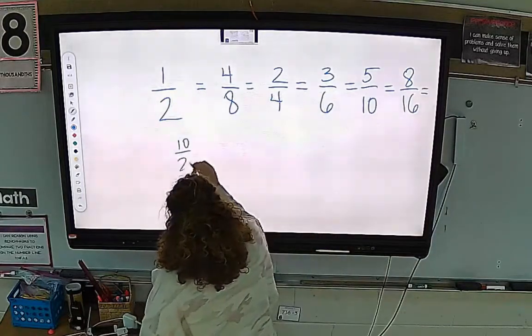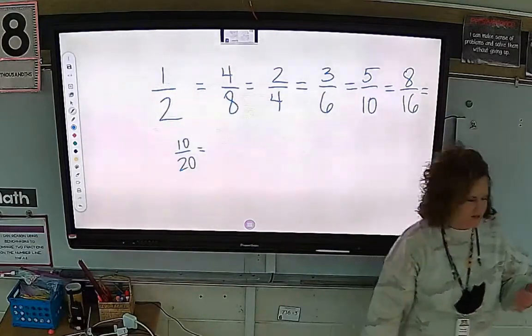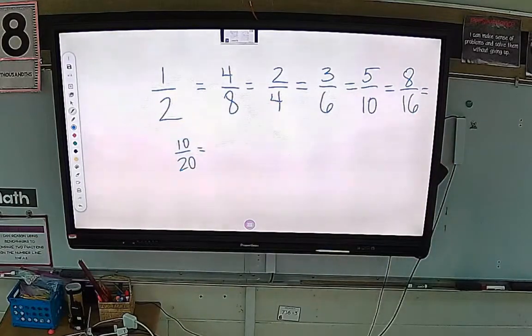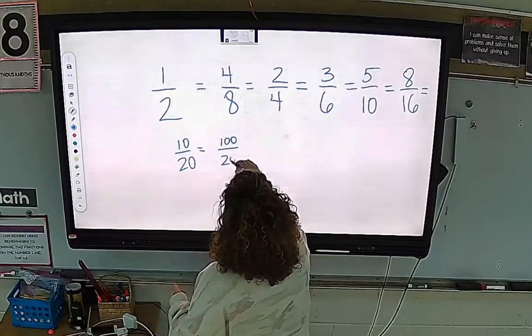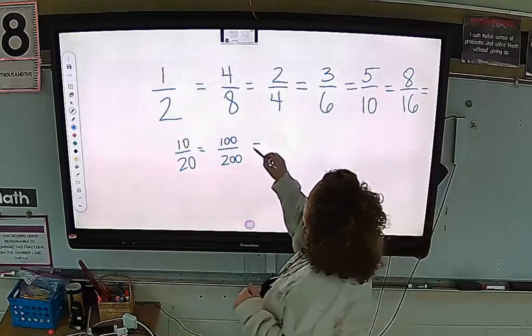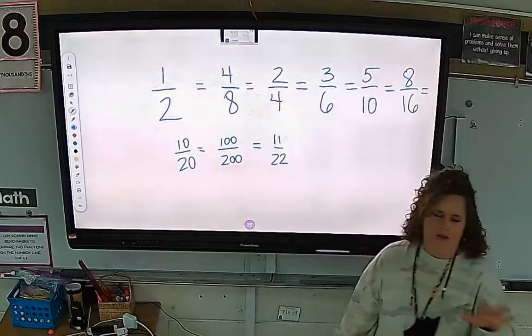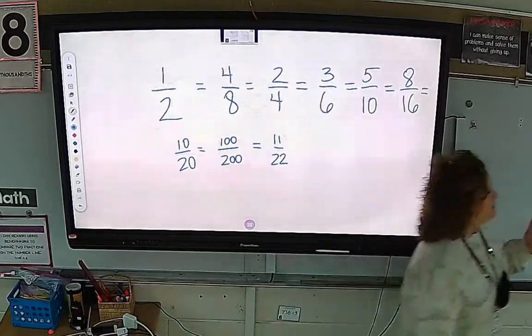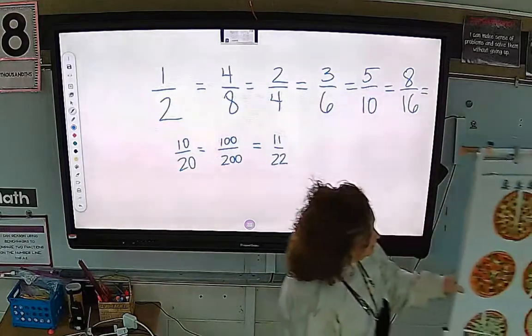Can we keep doing this all day? Could we keep going and going with this? Yes, we could. 100/200. Yes. 11/22. Okay. We could keep going and going. All of these fractions are equal. Even, look, we can even see it.